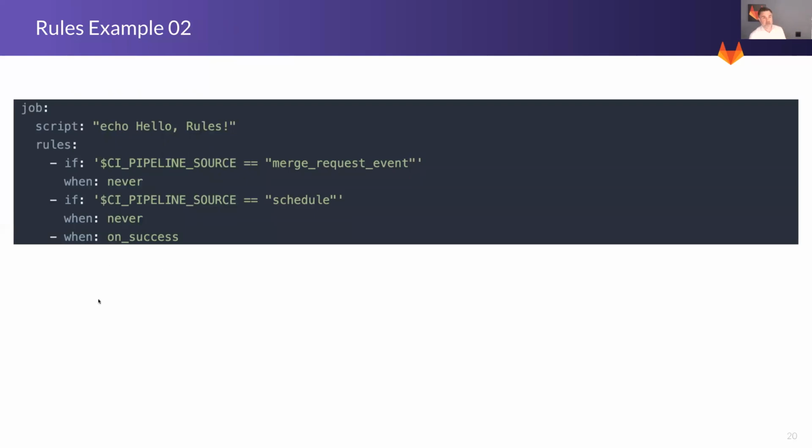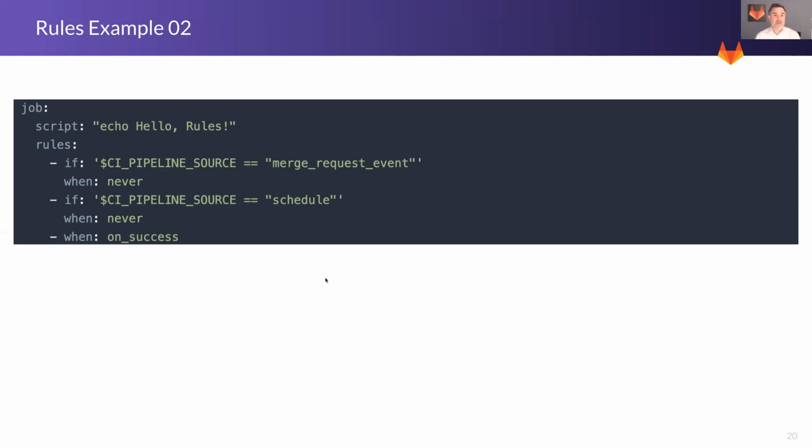They can also be incredibly complex. Here's one that will not run on merge request events and will not run on schedule as a scheduled job, but will run in every other case. Now note, if you didn't have this when on success at the end, then this job would never, ever, ever run because when never is the default at the end. So in this case, you're preventing a couple of cases and then allowing through a specific case. But you have to be careful with that.